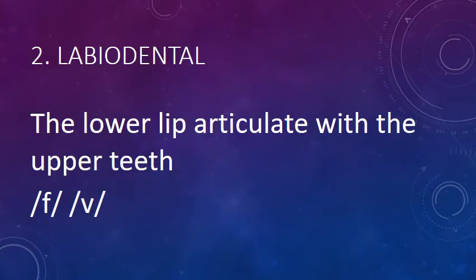The second classification based on the place of articulation is labiodental. Labiodental comes from the word labia, meaning lips, and dental, meaning teeth. So labiodental means you articulate the lower lip with the upper teeth. Your lower lip is going to touch your upper teeth. What sounds are classified as labiodental? There are 2: f and v, like in five and vibe.